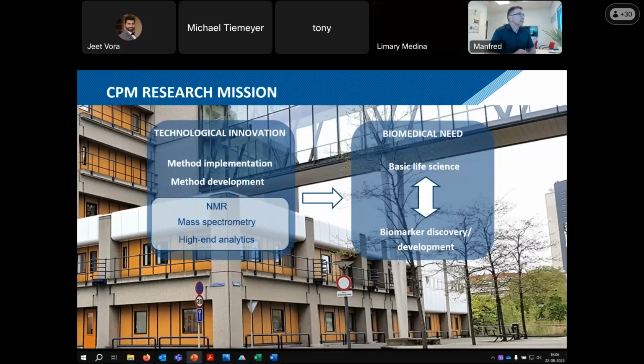So the medical center here, the LUMC, has chosen for having one central mass spec omics research unit, which is our CPM. And we are developing technology wherever needed, and we use high-end mass spec, NMR, and in general analytical technology for answering basic life science questions, but also for finding markers which are suitable for clinical translation.